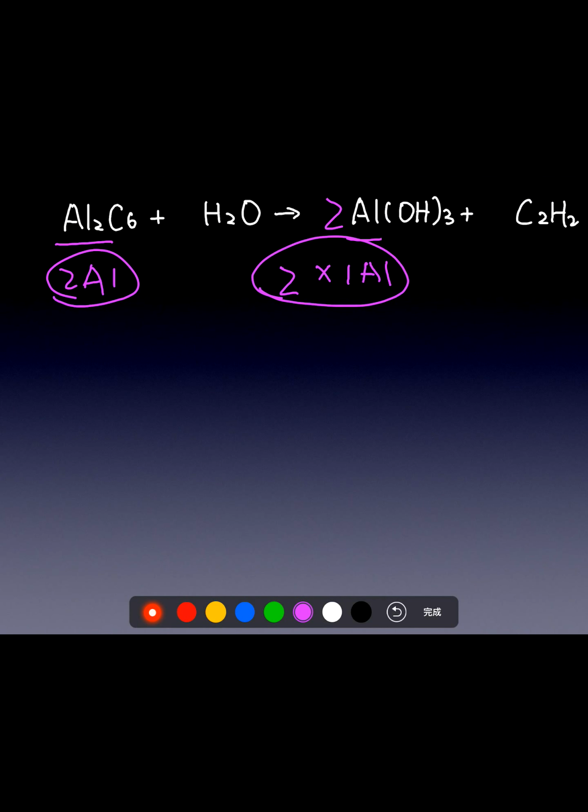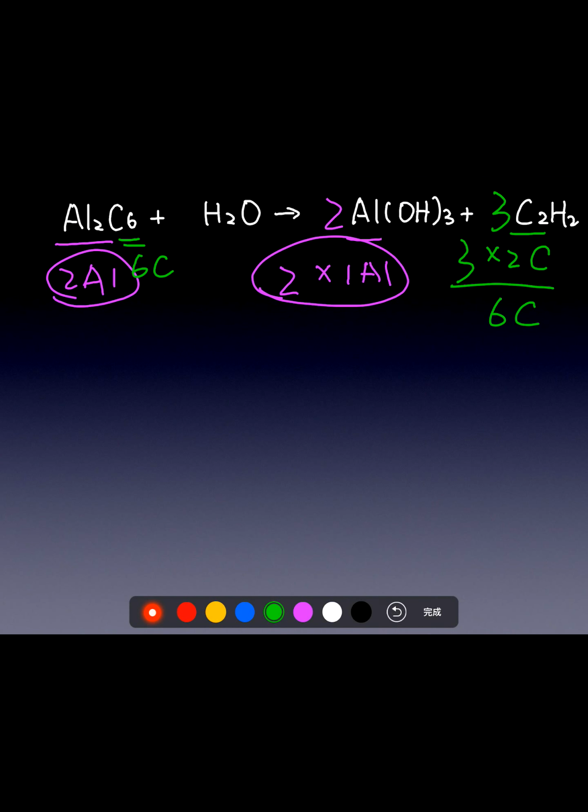And then we are going to balance the carbon. For the left hand side, we have 6 carbon atoms, while for the right hand side, we only have 2 carbon atoms. So we are going to times 3 for the octilon. And then both sides would have 6 carbon atoms.